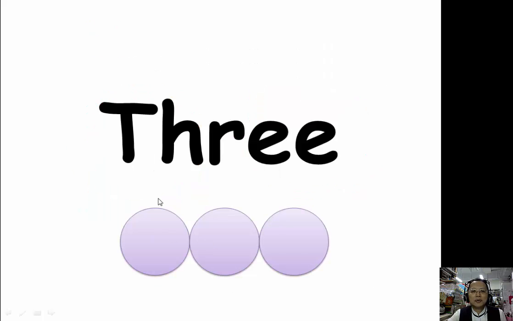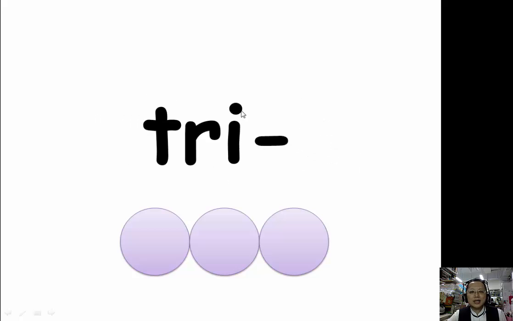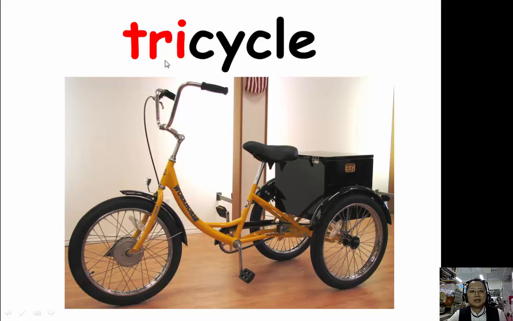3. The prefix for expressing 3 is tri, T-R-I. Let's see. We have unicycle, bicycle, and we have tricycle. Toddlers often ride a tricycle because tricycle is easier to ride and they will not fall that much. 1 wheel, 2 wheel, and 3 wheel, tricycle.